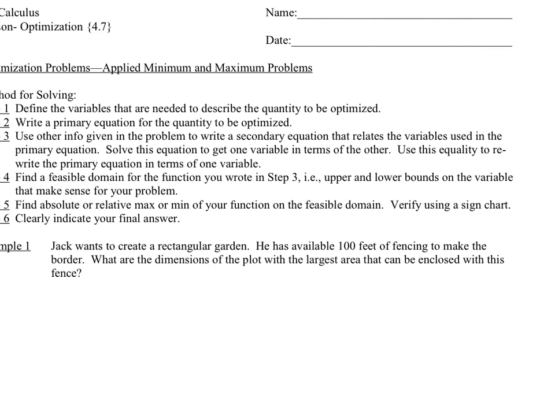Jack wants to create a rectangular garden. All right, so that's my clue to draw a good-looking rectangle. Has 100 feet of fencing to make the border. All right, sounds like a perimeter. What are the dimensions of the plot with the largest area that can be enclosed with this fence? All right, so talk about area. The largest area, dimensions that go along with that area.